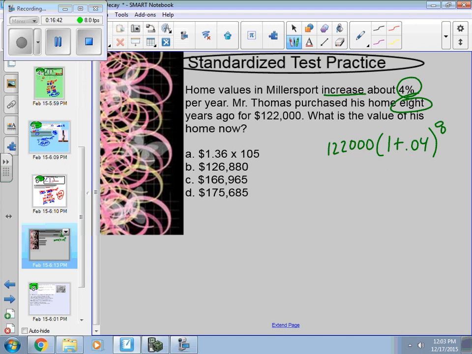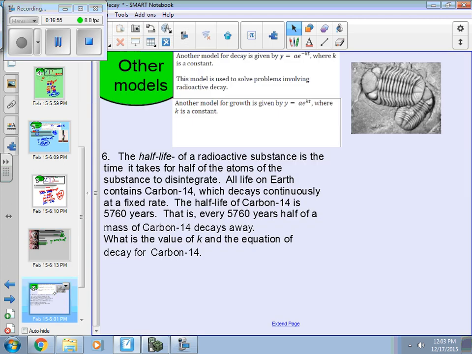That's our exponent. We're not going to have to use logs on this one. You should just be able to put that in your calculator and solve. If you do it right, you should have come up with C. C was the correct value there. Okay, a couple more.